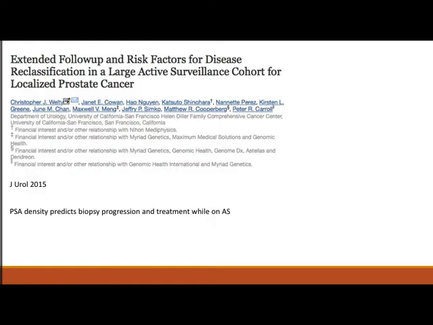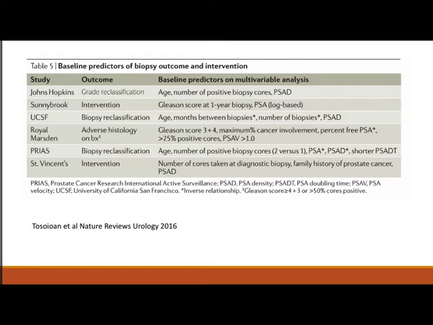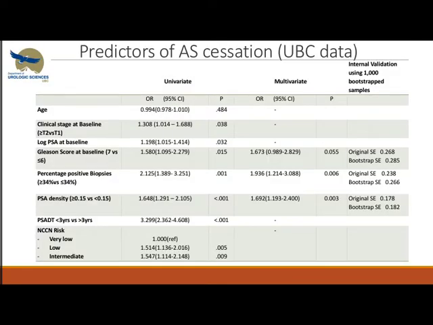And just late last year, the UCSF active surveillance cohort was represented in J-Urol, and they found that PSA density was an independent predictor of biopsy progression and progression to treatment while on active surveillance. And if we look at some of the big international active surveillance cohorts, we start to see this pattern developing: PSA density, PSA density, PSA density, and so on. So a very simple tool to use, PSA over prostate volume, something that I think we all should be doing, because it's reducing the impact of a big prostate volume on your impression of what that patient's PSA is, and it's a better predictive tool. So here's our own data from UBC.